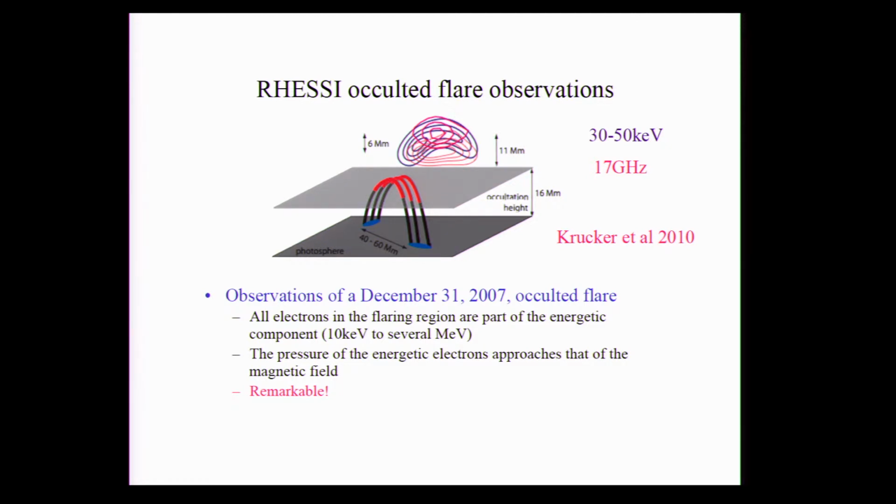from the RHESSI spacecraft. And what they concluded by looking at this is that, first thing is that all electrons in the flaring region become part of the energetic component. Okay, all of the electrons become part of the energetic component, not just a small tail. Second thing is that the pressure of the energetic electrons approaches that of the magnetic field. So the electrons get heated until their pressure is comparable to the magnetic field pressure. Now, for the corona, that's surprising, because normally you consider the corona a low beta medium. The pressure is much less than the magnetic field energy. And yet this is such extraordinarily efficient acceleration of particles that the electron energetic component is comparable to the magnetic pressure.